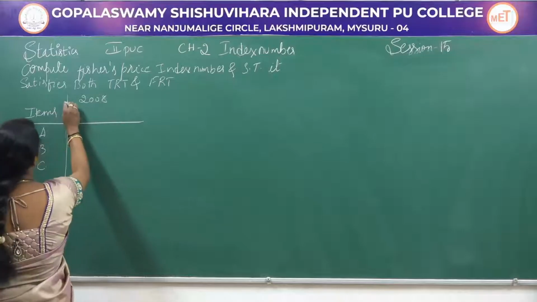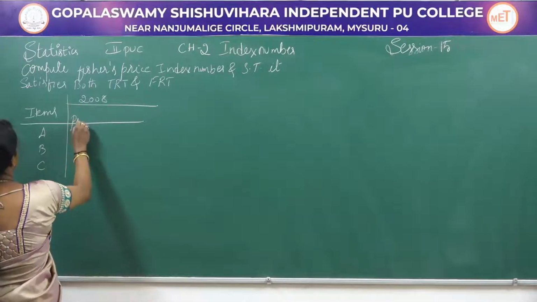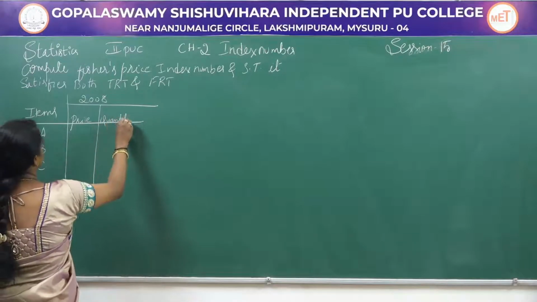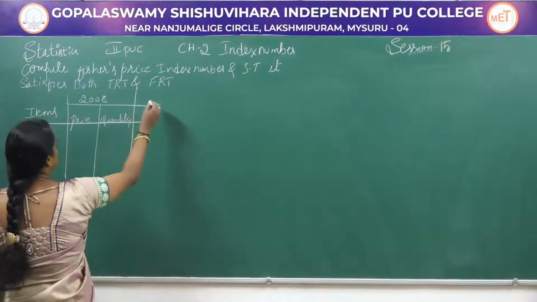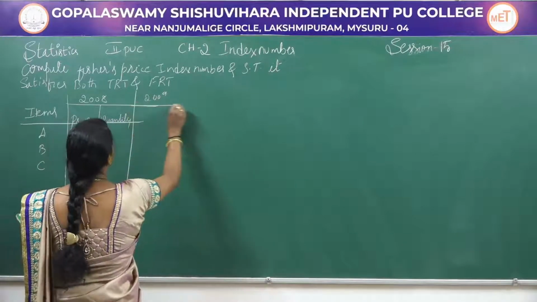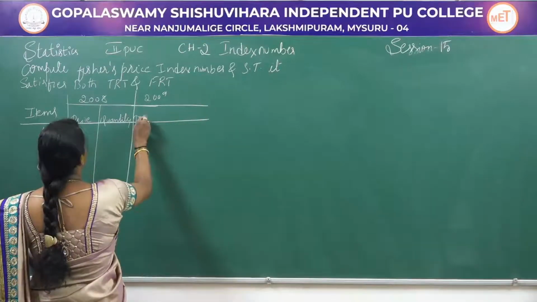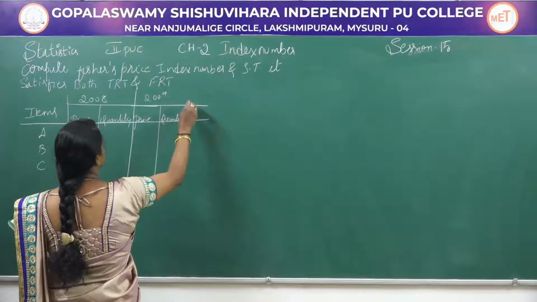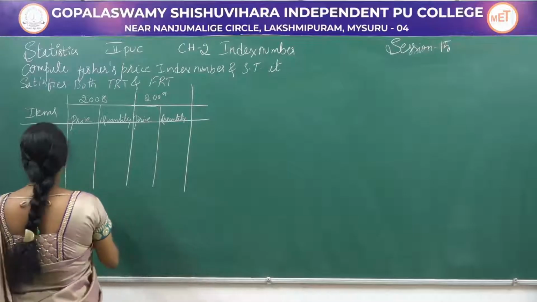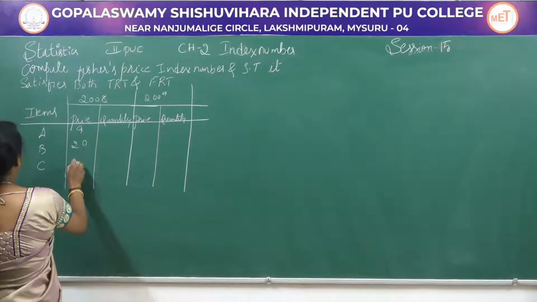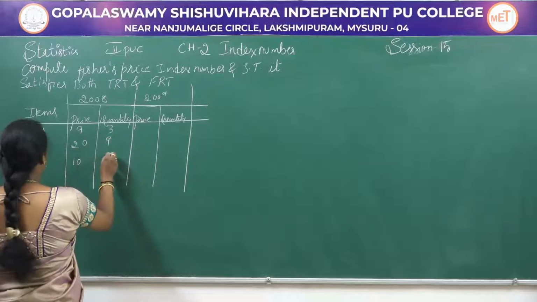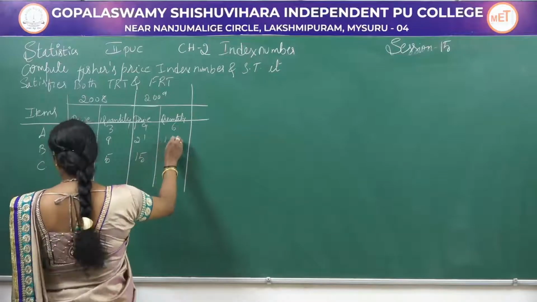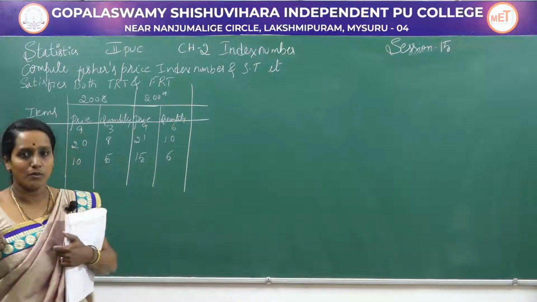2008: price, quantity. Next, 2009: price, quantity. The values are 9, 20, 10, 3, 9, 5, 9, 21, 15, 6, 10 and 6. So this is the problem they have given.